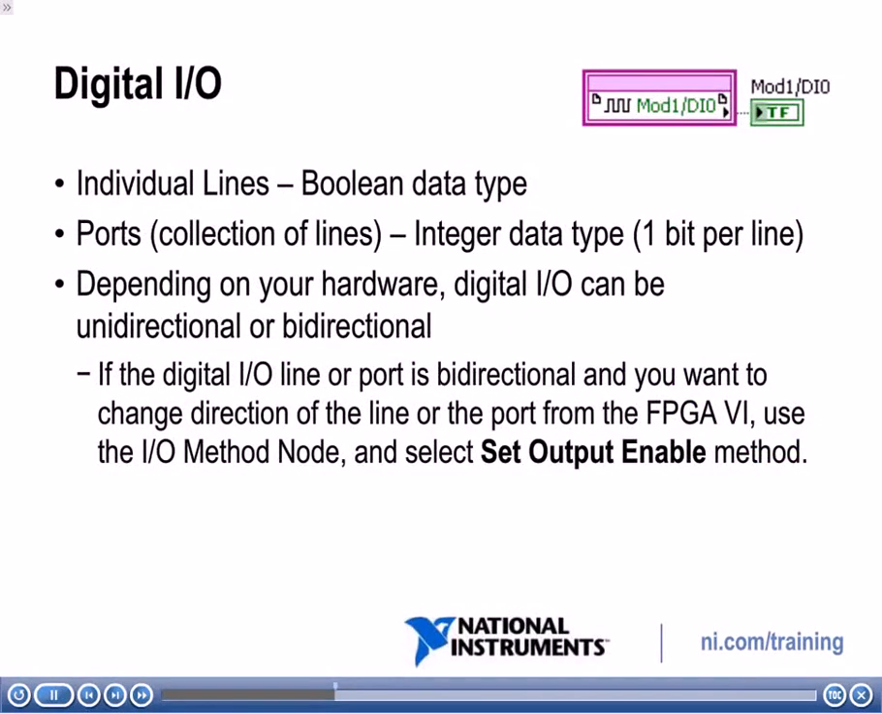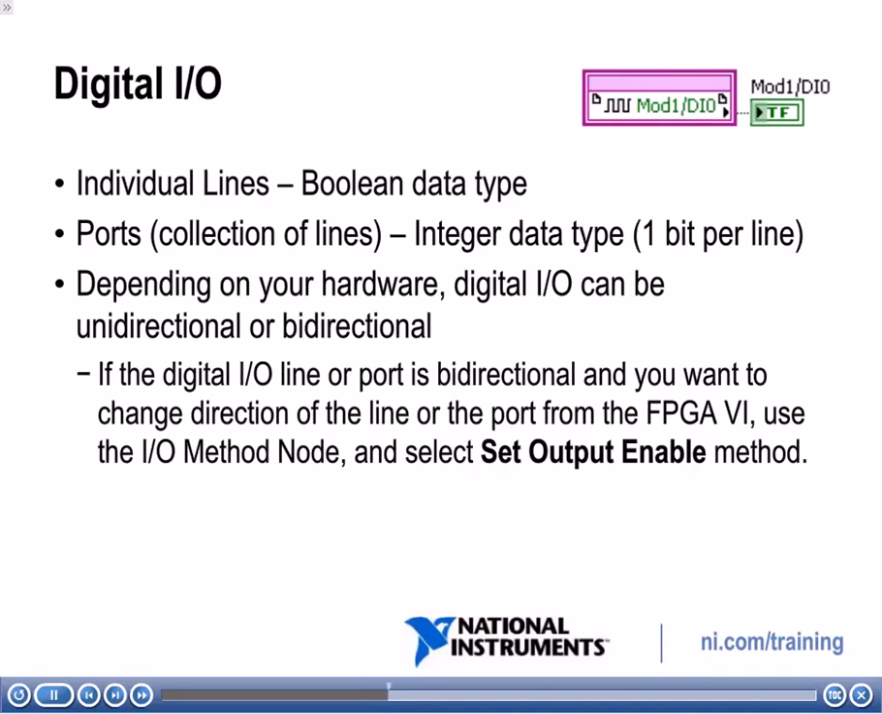So let's talk about digital I/O. If you're wanting to set or read individual lines, then that's going to be using a Boolean data type. Each line can either go high or low, and that's going to be represented by a true or false Boolean value. A port is going to be a collection of lines. So it could be a collection of 8 lines or 16 lines. So with a port, you're going to indicate that with an integer data type.